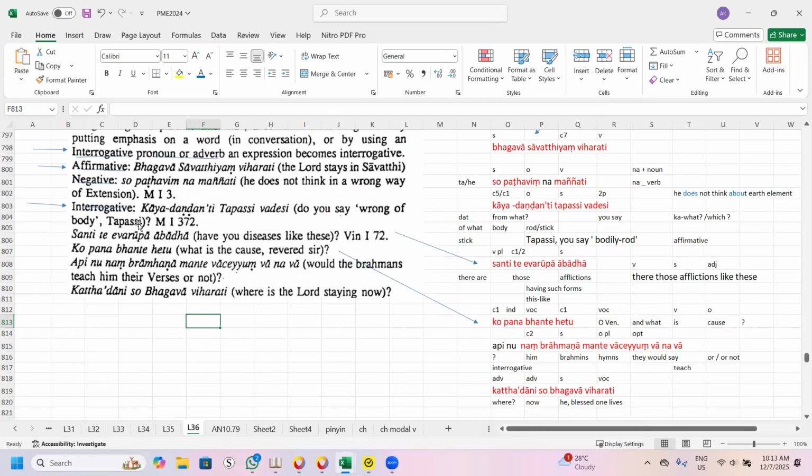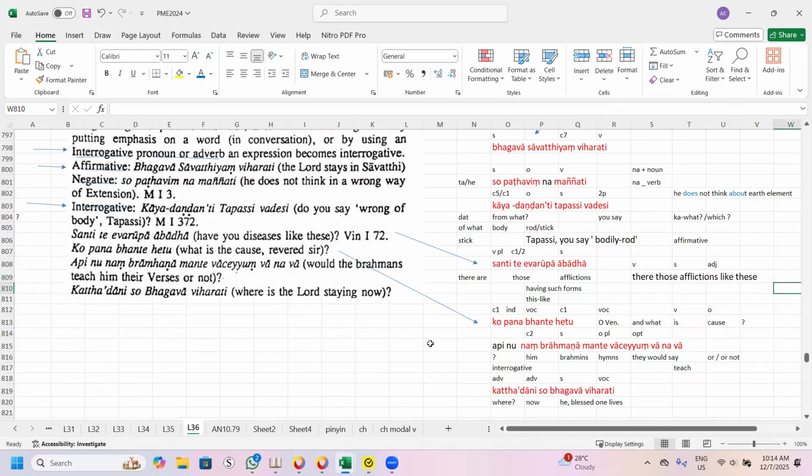So to me, is it interrogative? I think this is not interrogative. I think this is affirmative. Because the Buddha is replying back to Tapasi, trying to make sure that that is what the ascetics say. So I think this line has a big question mark already. I think it's affirmative.